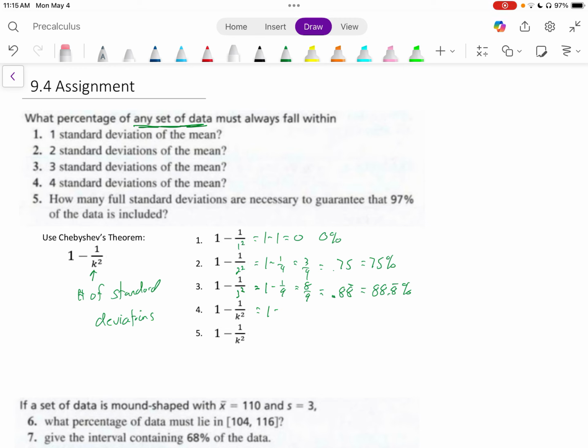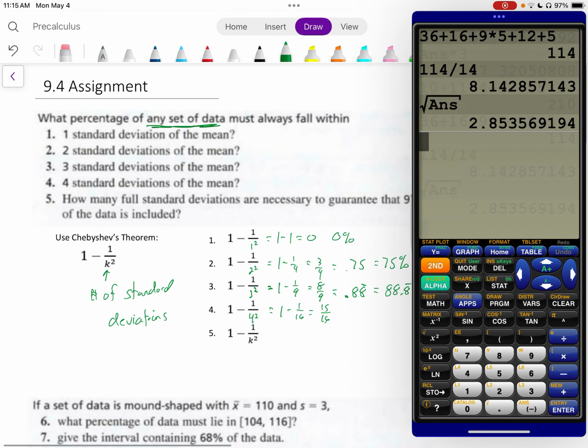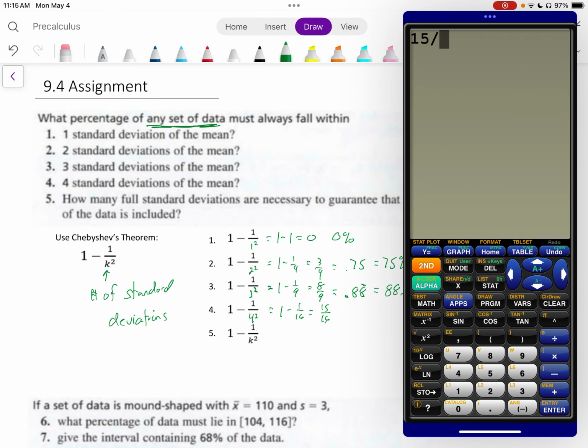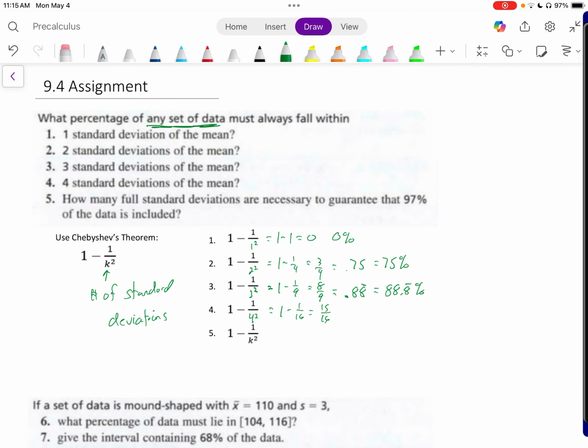And then for 4 standard deviations, we're going to do 4 squared. So 1 minus 1/16 is 15/16. And I'm just going to do 15 divided by 16, 0.9375, and so 93.75%.